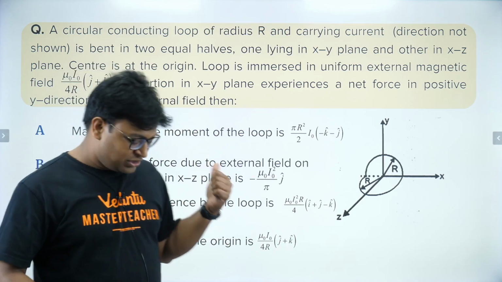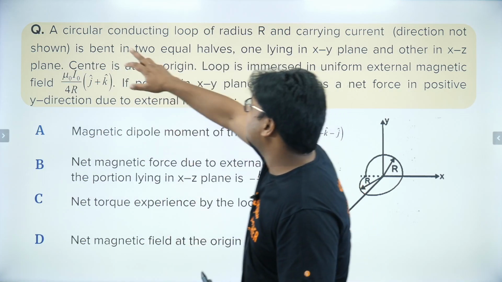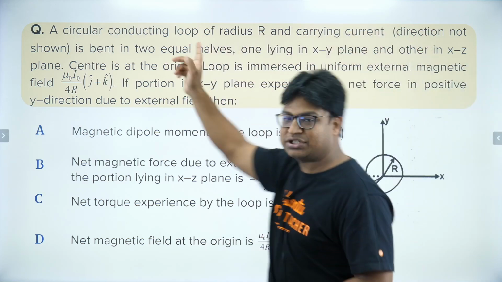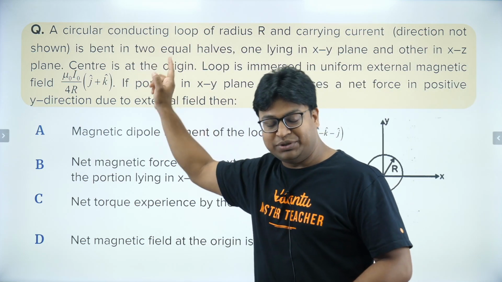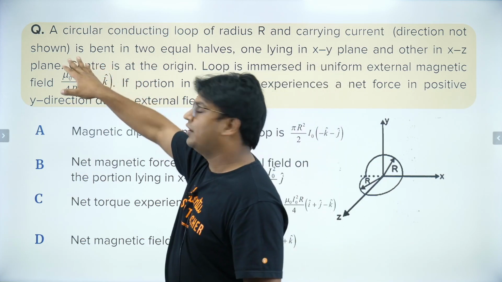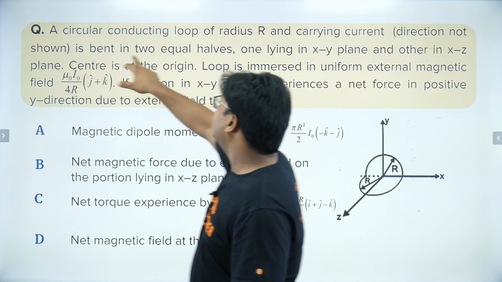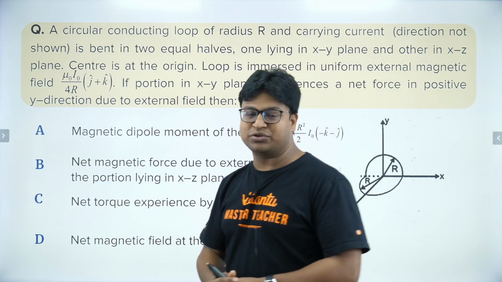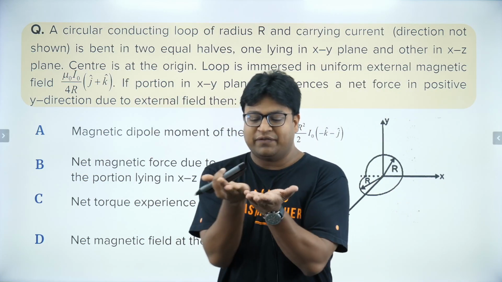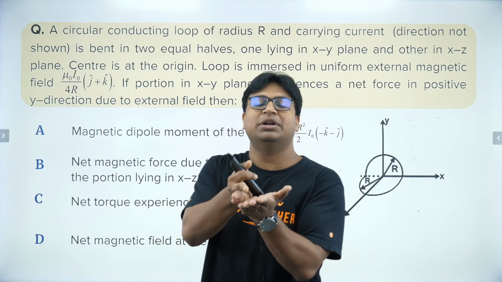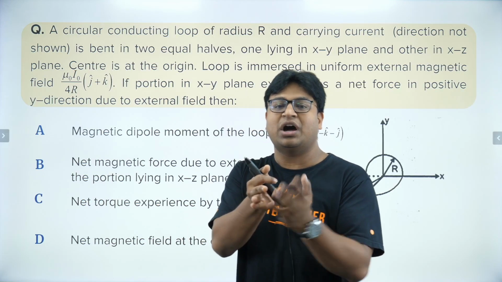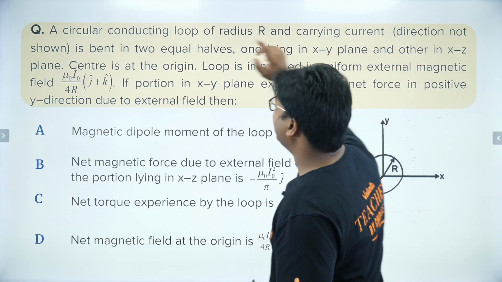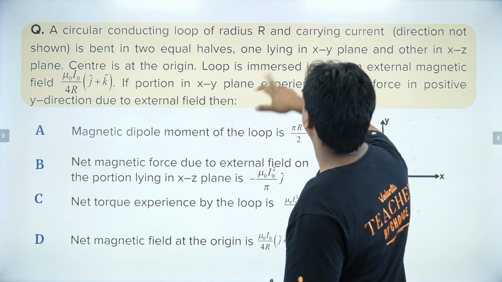So this question talks about a circular conducting loop of radius r carrying current. The direction of the current has not been shown in this question. We have to figure it out actually. It is bent into two equal halves, one lying in the xy plane and the other in the xz plane. So there is a circular loop and we have bent the circular loop from the middle so that half of the loop is present in the xz plane and the other half is present in the xy plane.